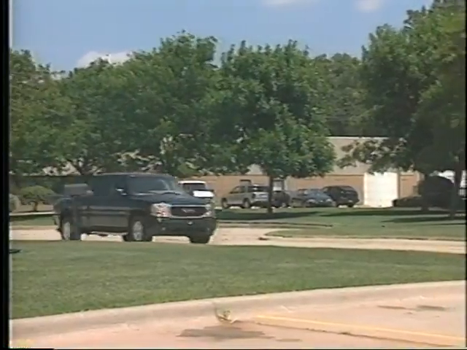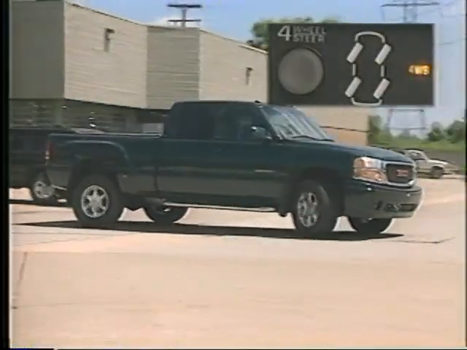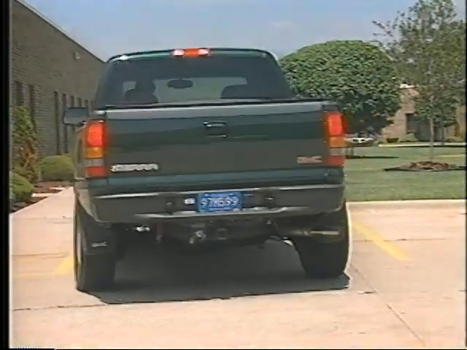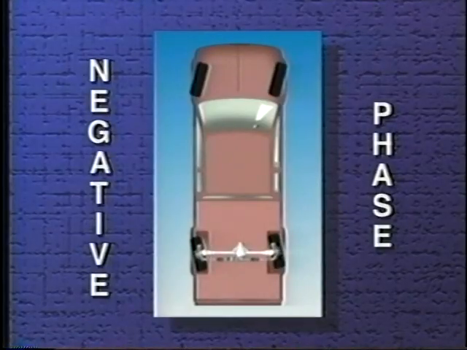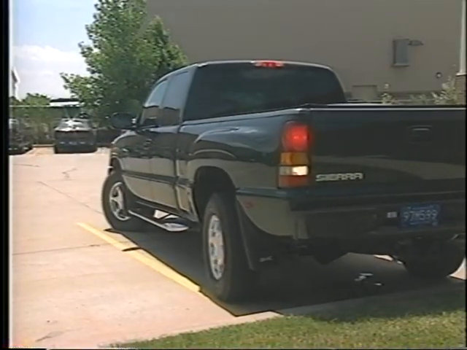Normal vehicle parking, especially in tight parking spaces, also becomes much easier with rear wheel steering. With the mode select switch in the four-wheel steer position, the front and rear wheel turn the opposite direction during low-speed maneuvers, such as parking. When the front and rear wheel turn the opposite direction, the system is operating in the negative phase. Negative phase rear wheel steering improves maneuverability while operating at low speeds.